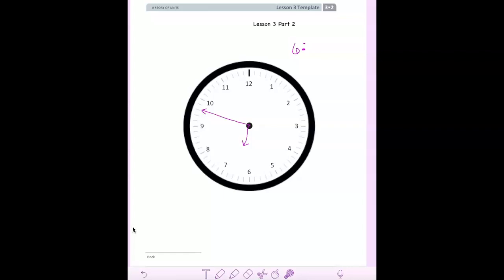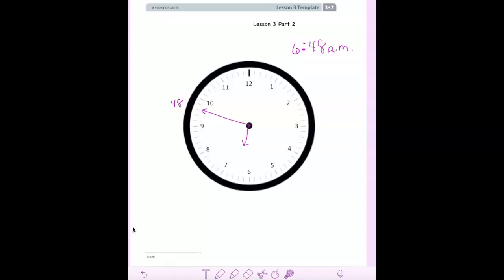6 is the hour, and if we count by fives around the clock, we'll get close to where my minute hand is. 5, 10, 15, 20, 25, 30, 35, 40, 45, and I'm going to stop here. And now I'm going to start to count by ones till I get to my minute hand. 46, 47, 48. So that is at 48 minutes. So the time I woke up is 6:48 a.m. because a.m. is in the morning.